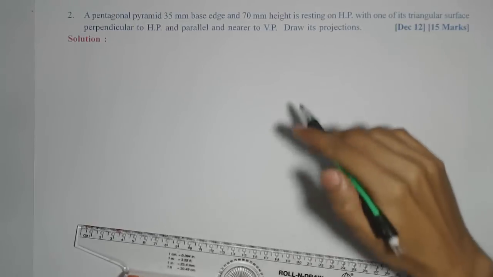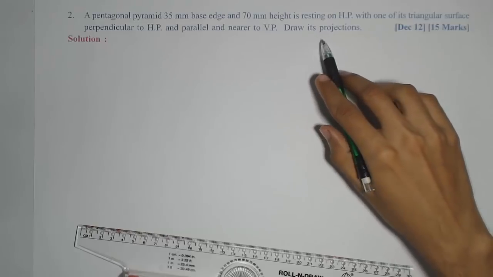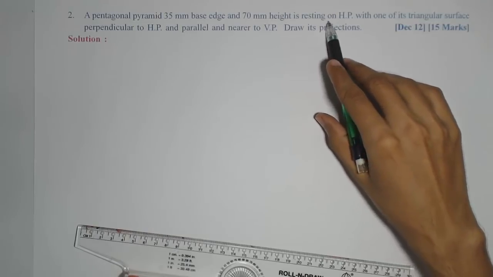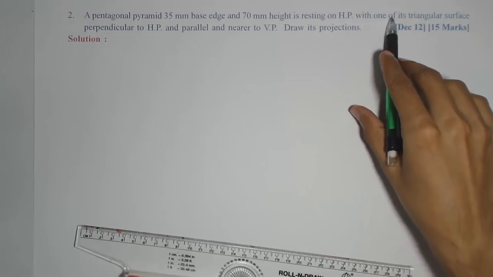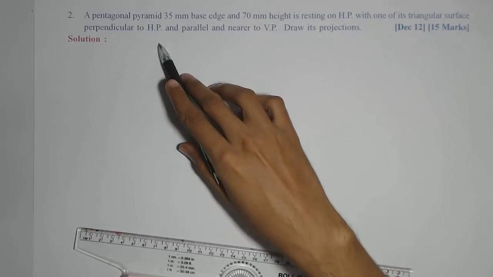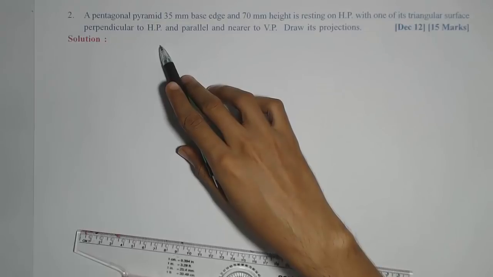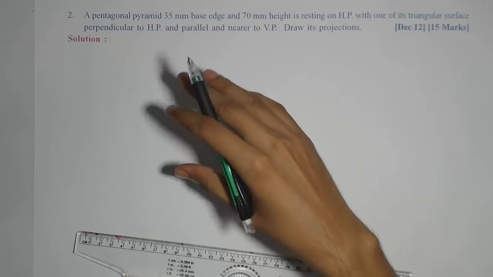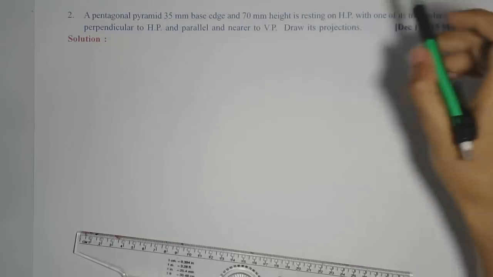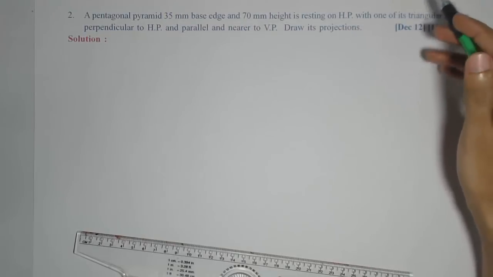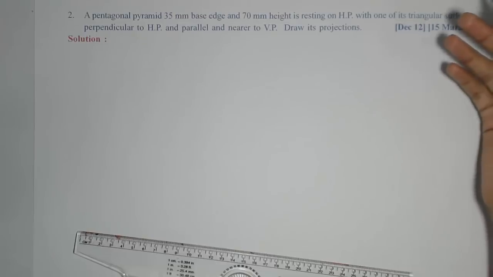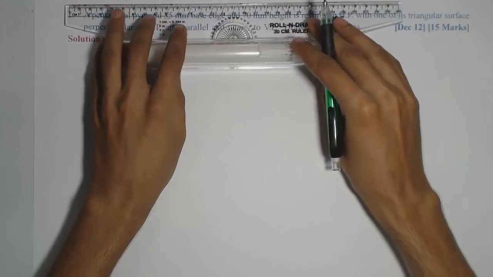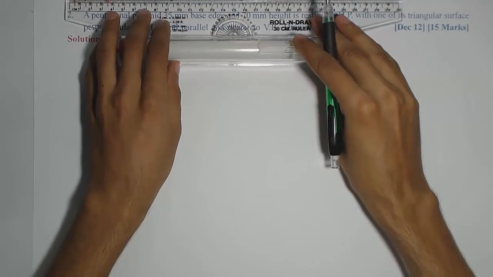For the first stage, since the pyramid is resting on the HP on its base edge with one of its triangular surfaces perpendicular to HP, first I'll assume the entire base lying in the HP. Then I'll tilt that pyramid such that the triangular surface will become perpendicular to HP in the second stage. Then we'll move to the third stage. So first I'll start with keeping the base entirely in the HP.